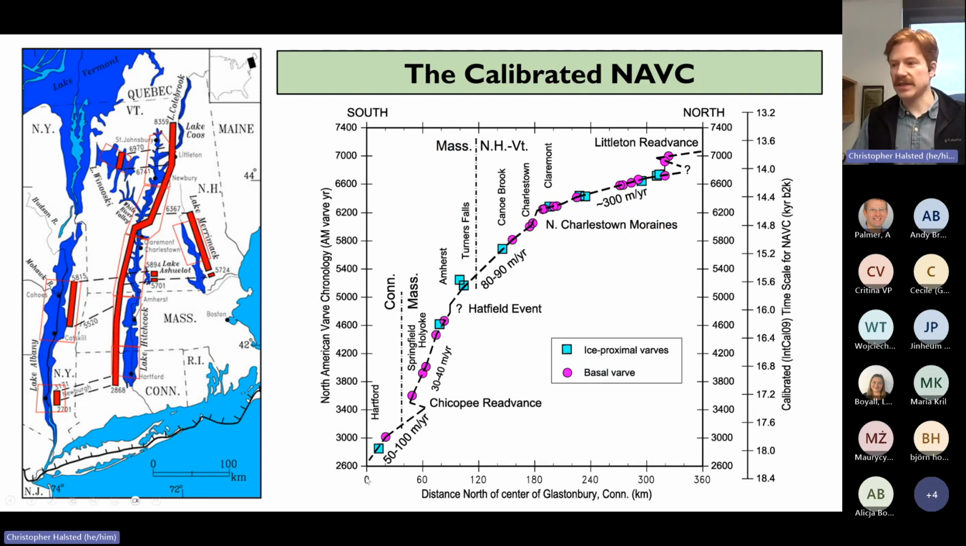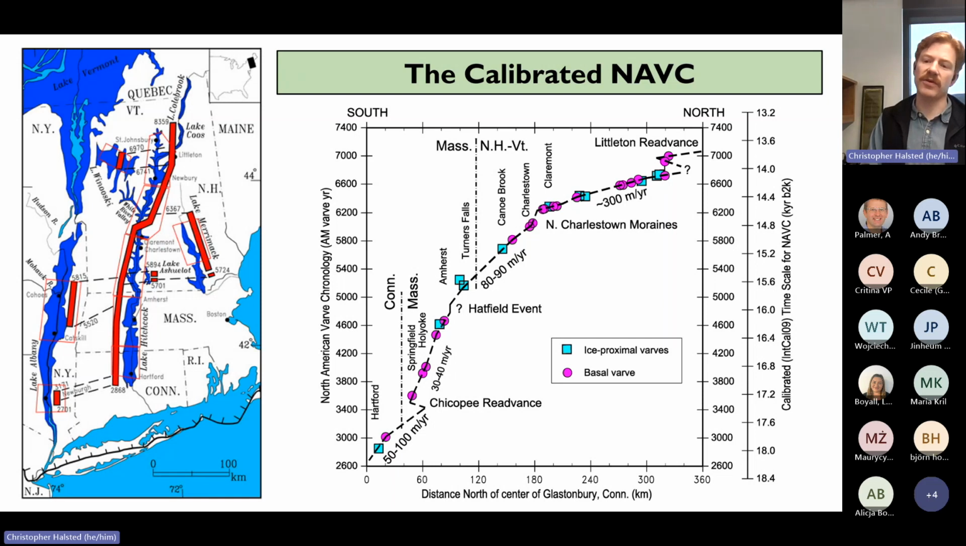So now in this time distance diagram, we're showing distance north of basically this point here at the bottom of this Varve chronology, that's Glastonbury, Connecticut. As we move to the right in this graph, we are moving further north along the Varve chronology. And on the y-axis, we have timescale in both Varve chronology years and calibrated timescale for the Varve chronology.